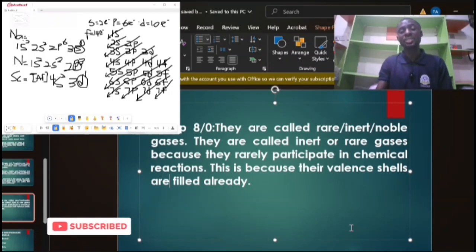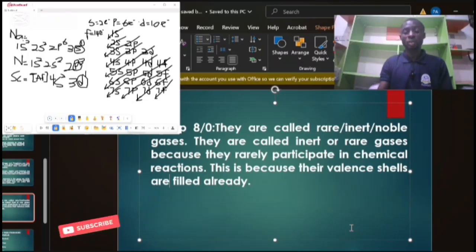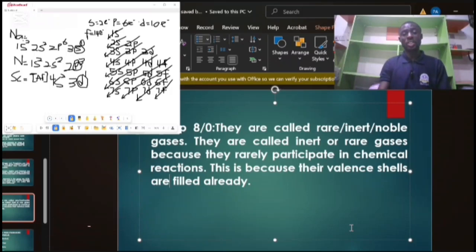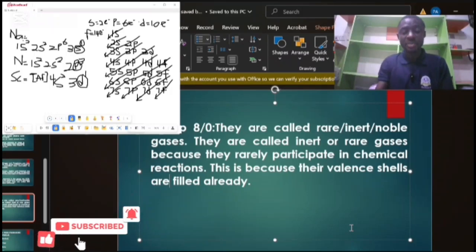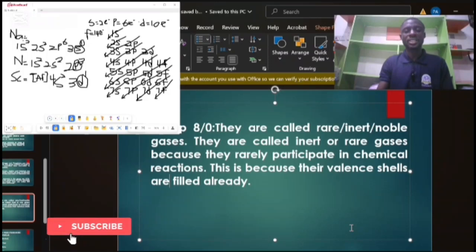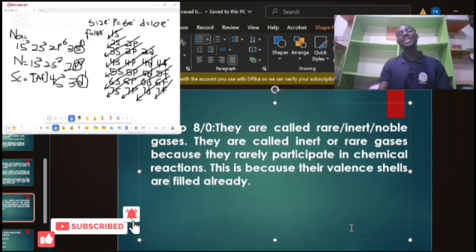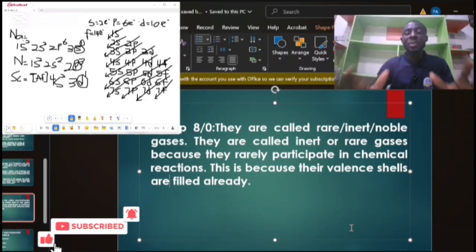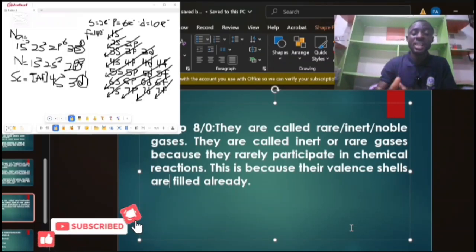Some have a duplet state. That means that stability can be duplet and can be what? Octet. Those that have a duplet state, that means that their outermost shell is only what? Is only 2. Yeah, it's only 2. These ones exhibit the stability of 2, but apart from that, others will be exhibiting the stability of 8. So the group 8 elements rarely participate in chemical reactions because they already have the exact number of electrons they need to have in their valence shell.